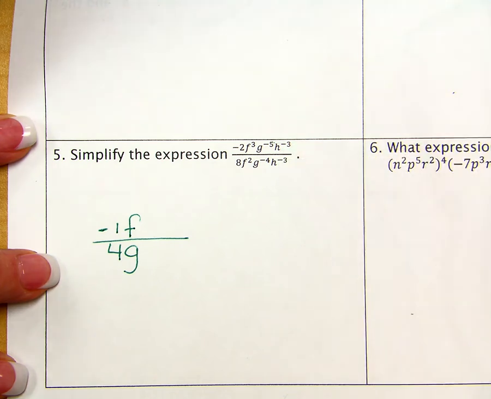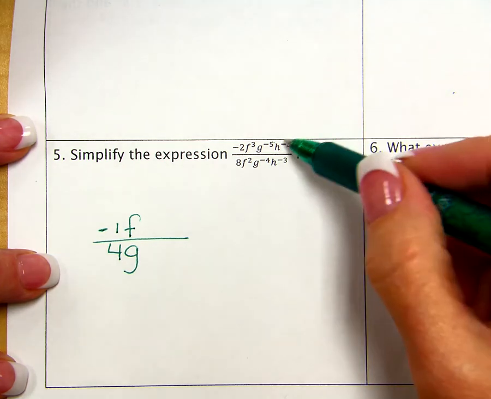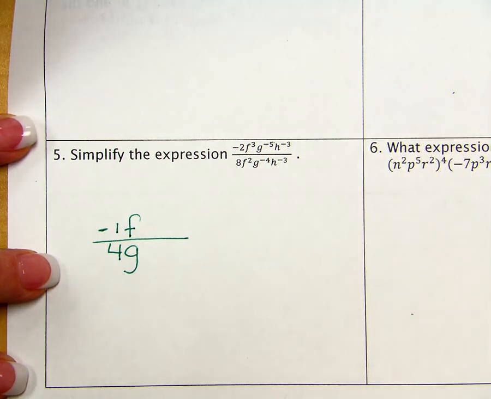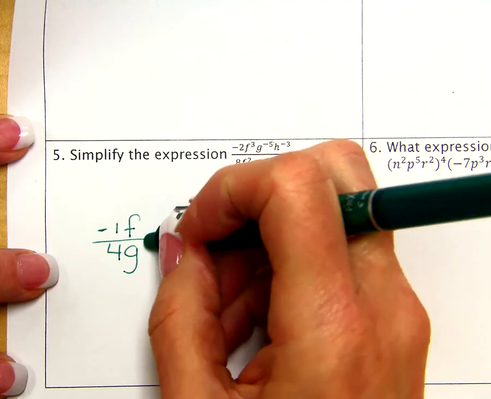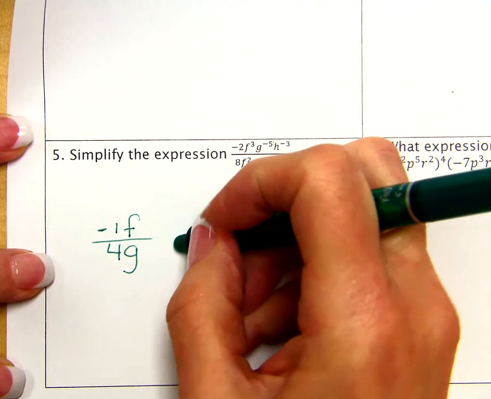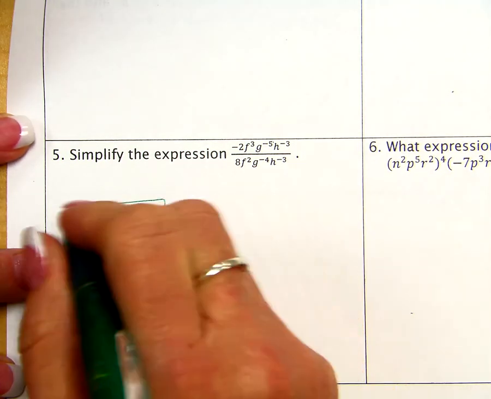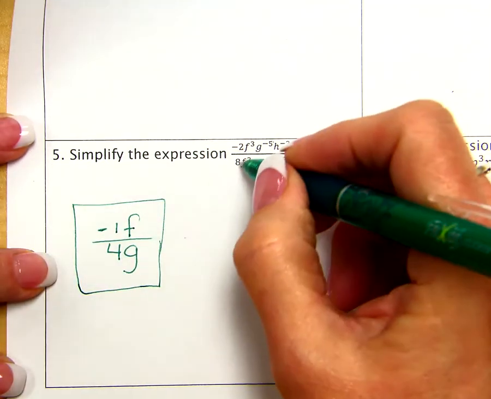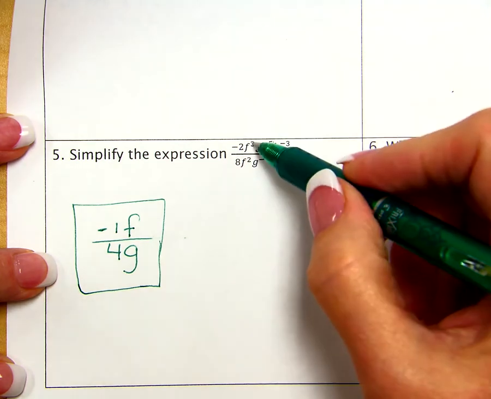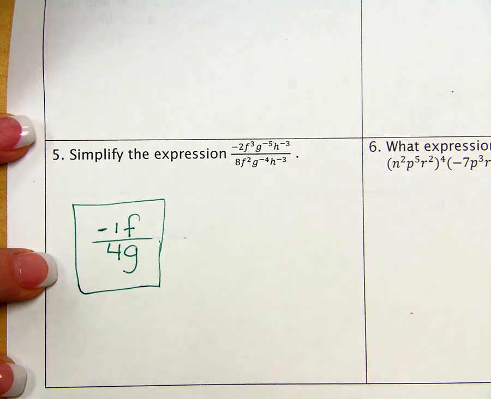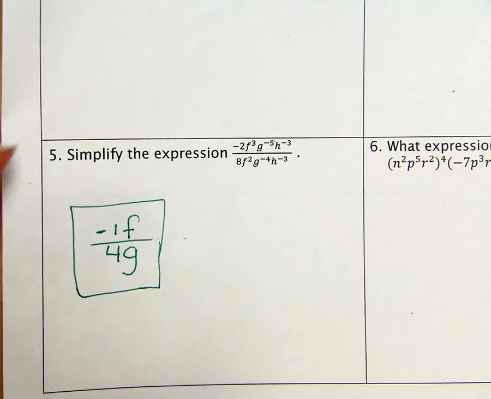H to the negative 3 over h to the negative 3. These are the same thing, so they're going to cancel out, or negative 3 minus negative 3 makes 0, which is just a 1. So I drew my fraction bar here just a little too long. What we end up with is negative f over 4g. So use the calculator to do the numbers, and then just apply your quotient rule, and then put them in the appropriate place. If you have a negative exponent, make sure it goes in the denominator. Positive exponents in the numerator.